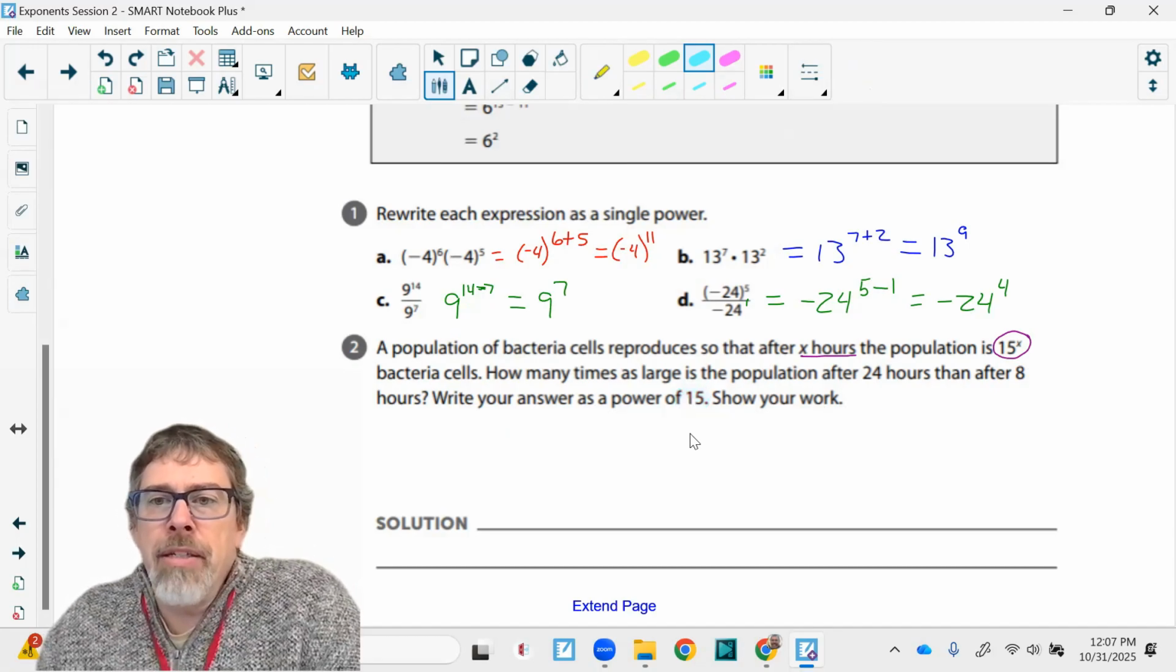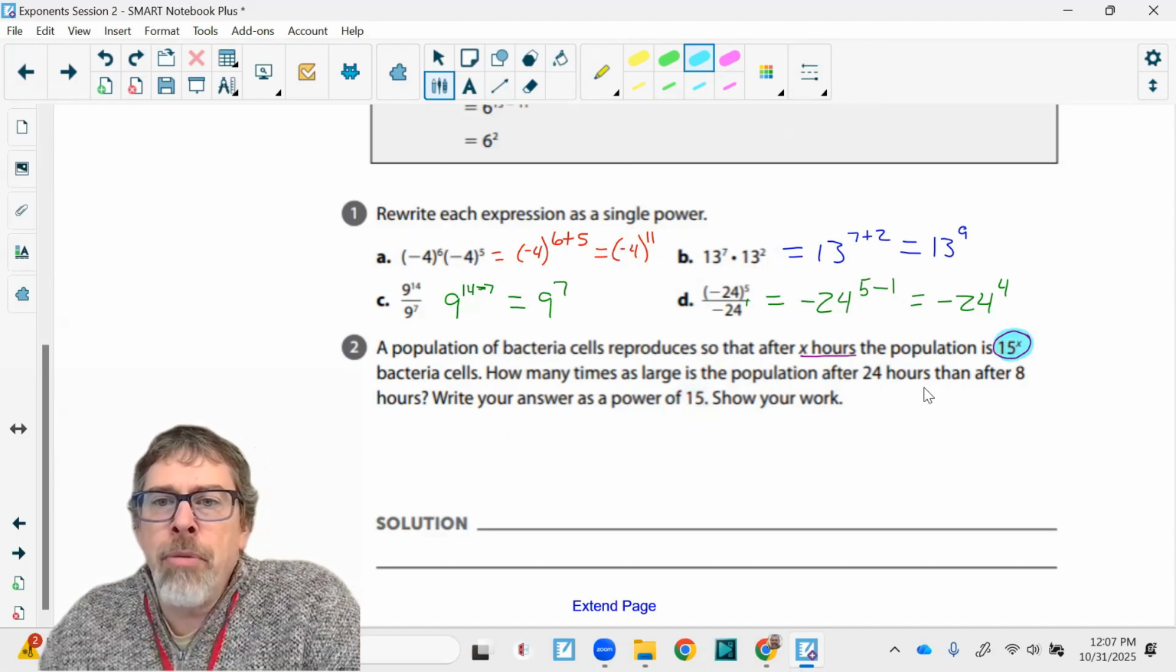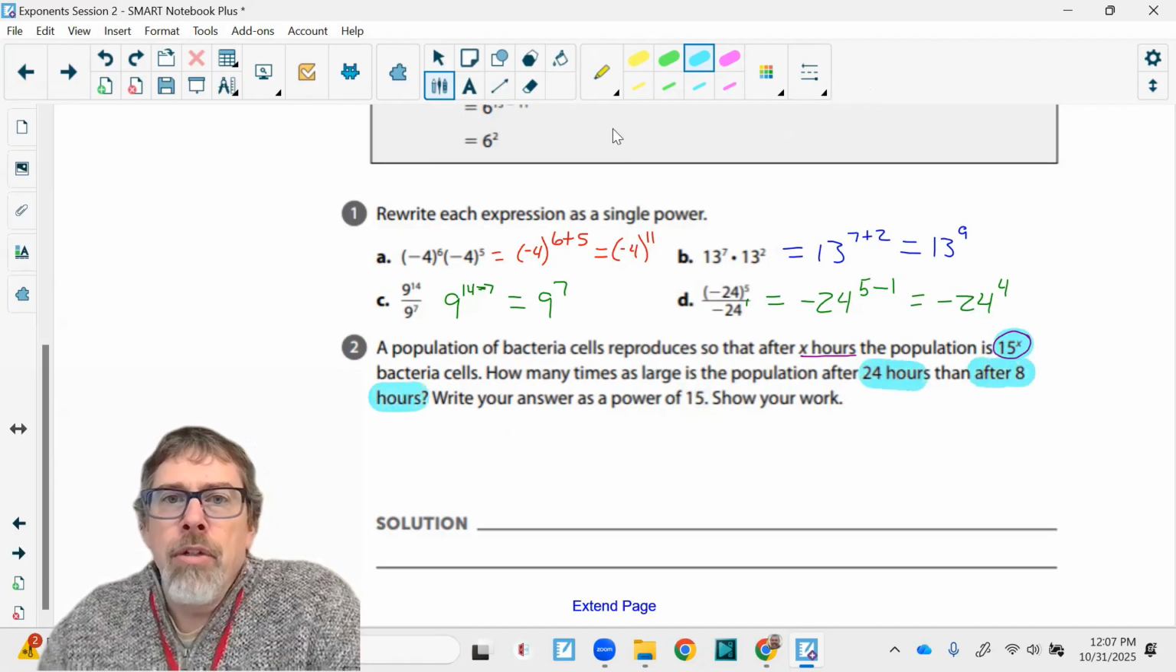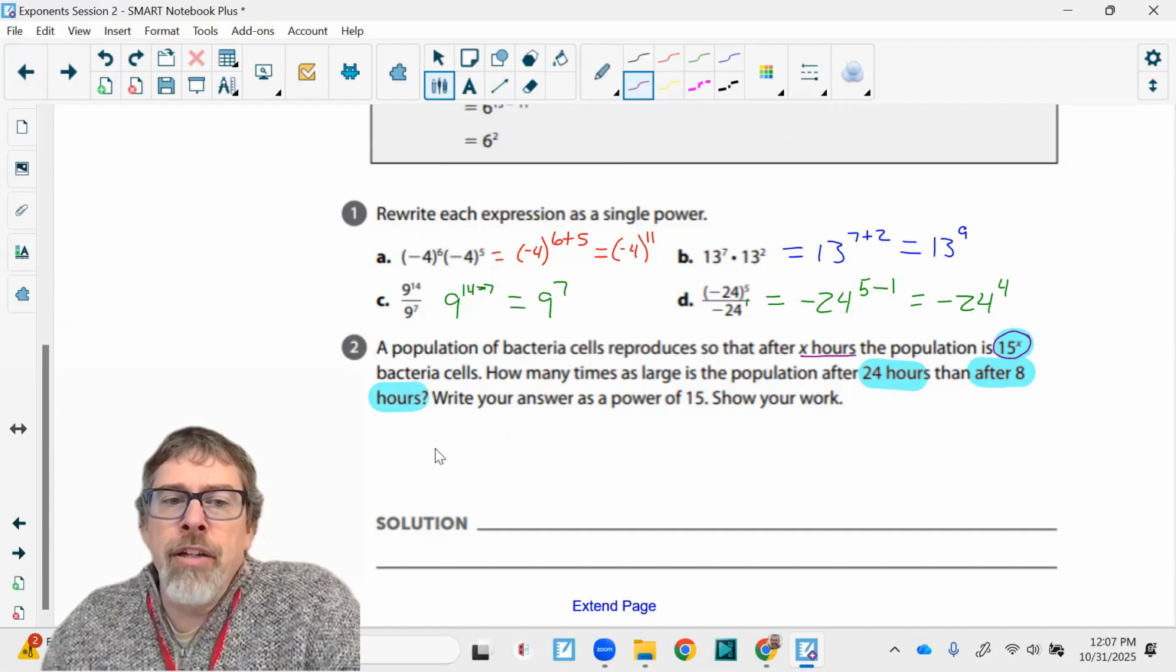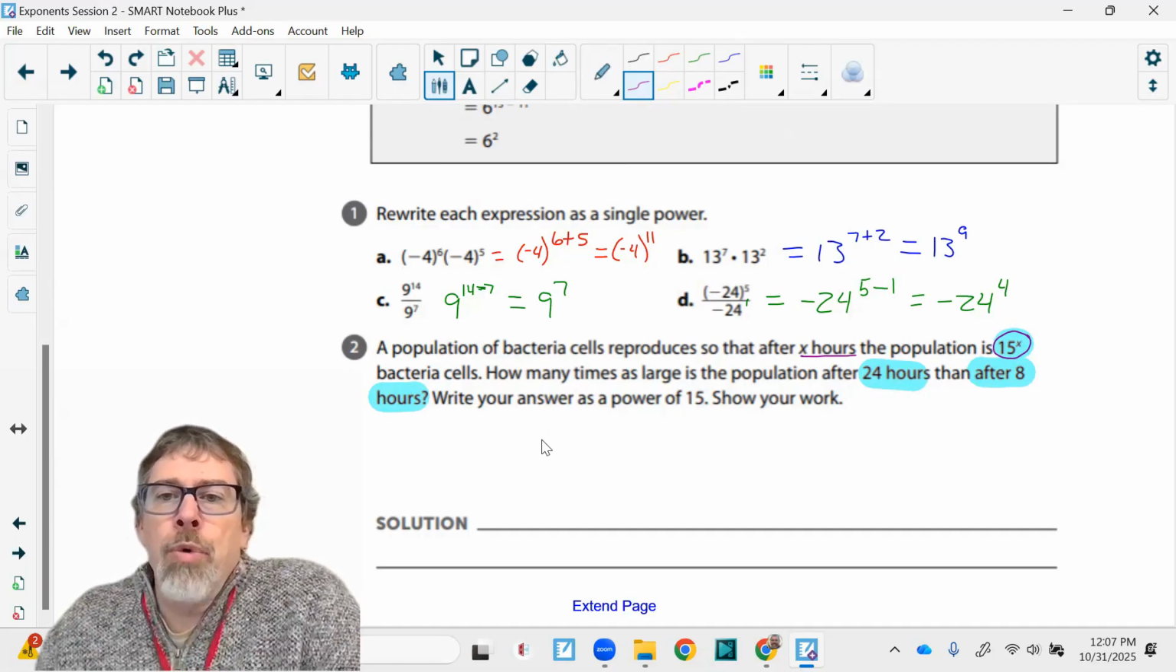That means the base is 15. That's where this came from. And we're worried about the 24 hours and the 8 hours. So we did this already on the first page, but we spent a lot of time figuring it out. Now that we know the rules, it's really quite easy. So 15 to the X is our expression we're using. And the number of hours is our exponent.